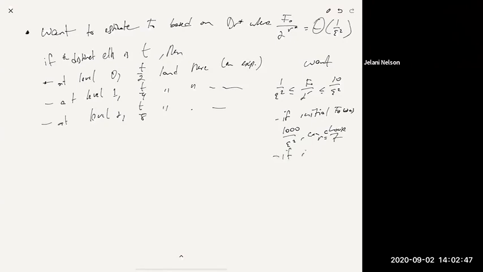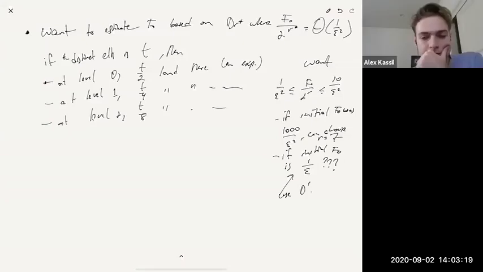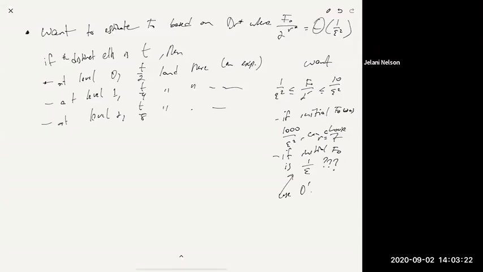But if the initial f0 is 1 over epsilon, then there is no such r, right? Because the original f0 is already too small. So I can't hash it to make it bigger. Hashing it will only make it smaller. In this case, we'll use d prime. Okay, so does this answer the question?